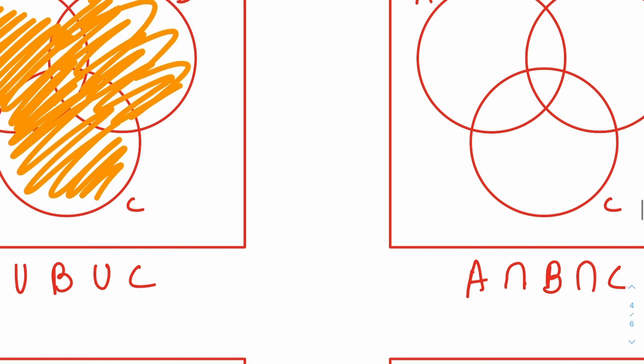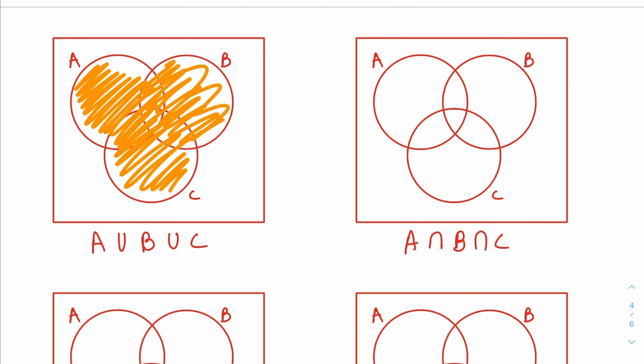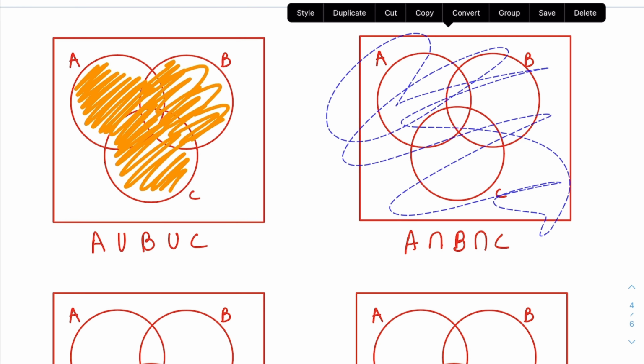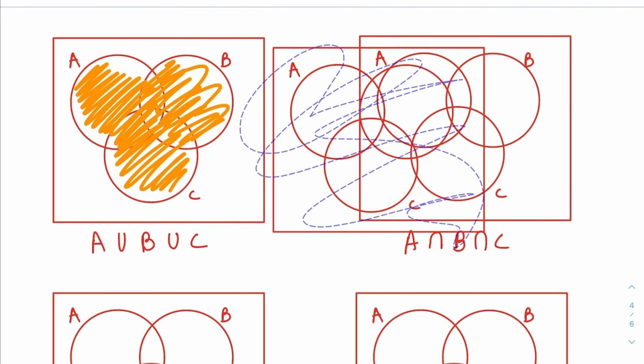But now it is A common with B, common with C, right? Okay, so let me just make a duplicate of each so that I don't need to redraw. I'll draw it on the bottom. Let's see now.